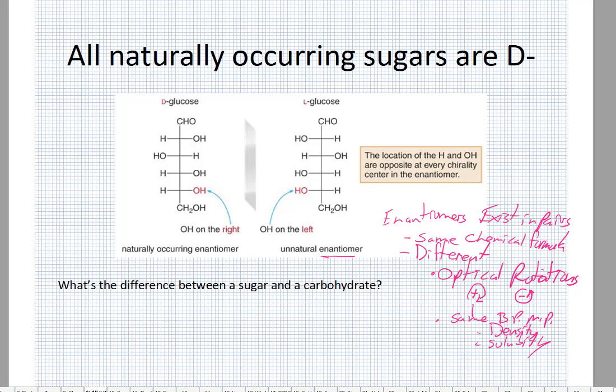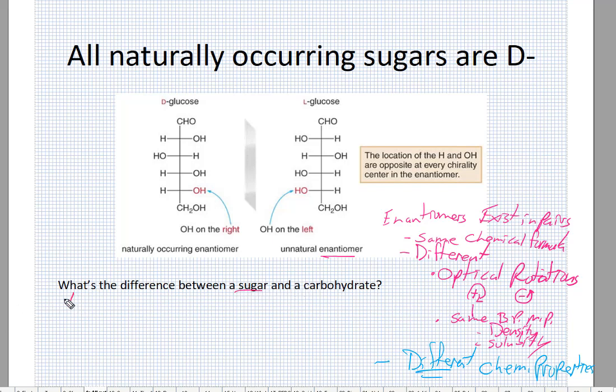One key thing that they also have different is different chemical properties. So what's the difference? Oh, so that's why I started talking about this. Okay, so this question here, what's the difference between a sugar and a carbohydrate? Sugars taste sweet. So all sugars are carbohydrates, but not all carbohydrates are sugars.